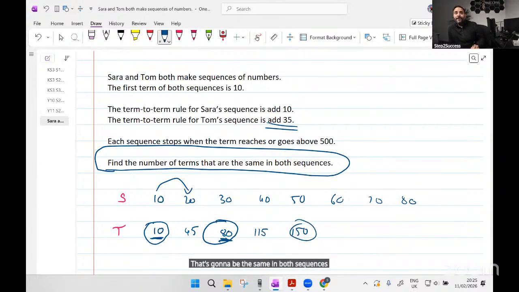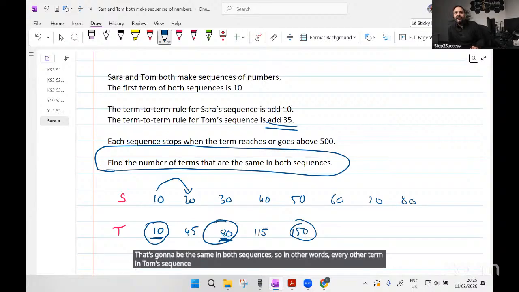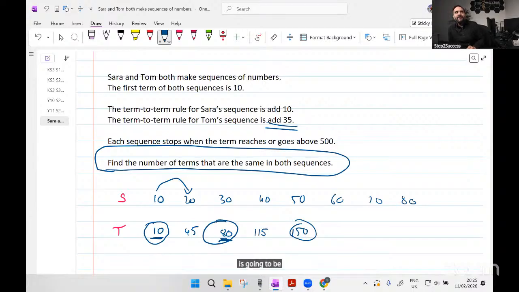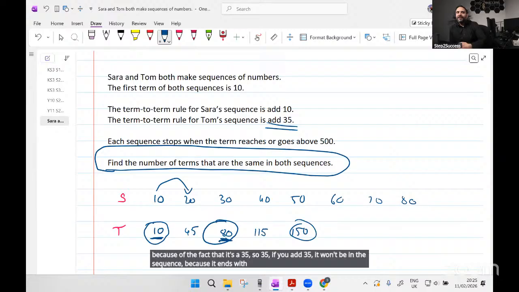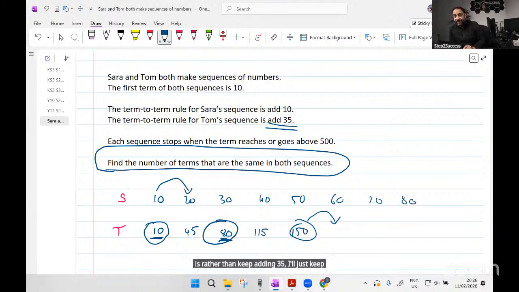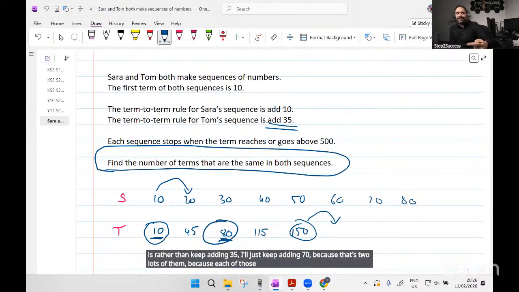So, in other words, every other term in Tom's sequence is going to be in Sarah's sequence because of the fact that it's a 35. If you add 35, it won't be in the sequence because it ends with a 5. But if you add another 35, you'll get to a multiple of 10 because it'll end with a 0. So rather than keep adding 35, I'll just keep adding 70, because that's two lots of them, and each of those numbers will be in Sarah's sequence.